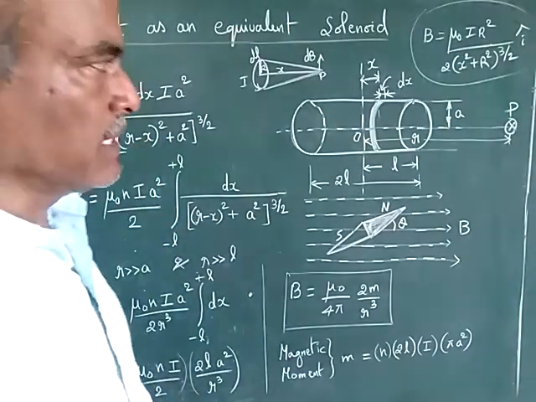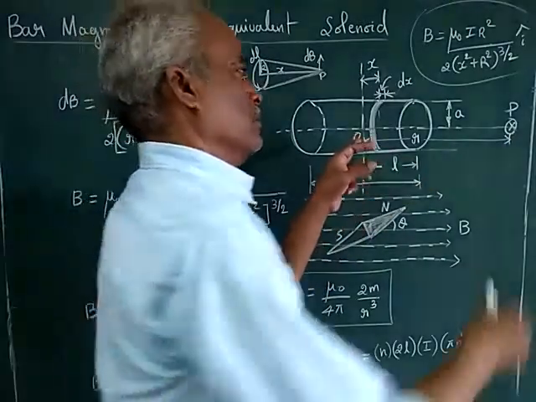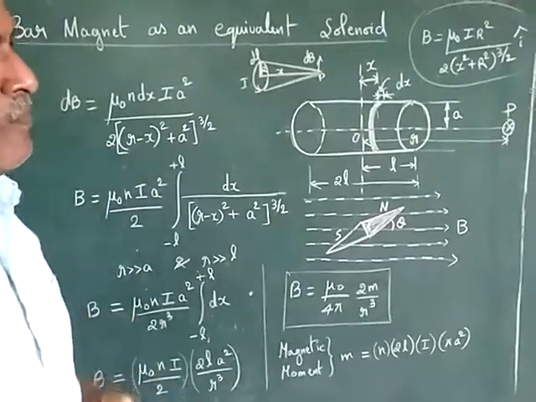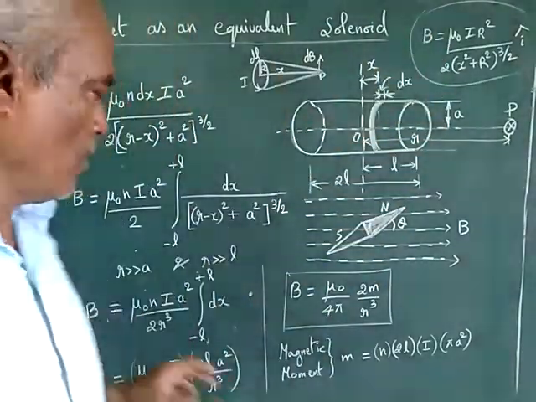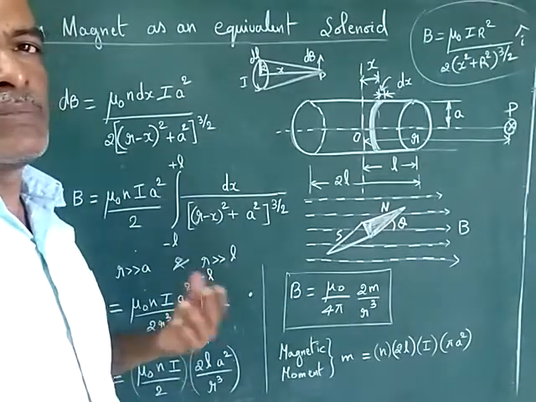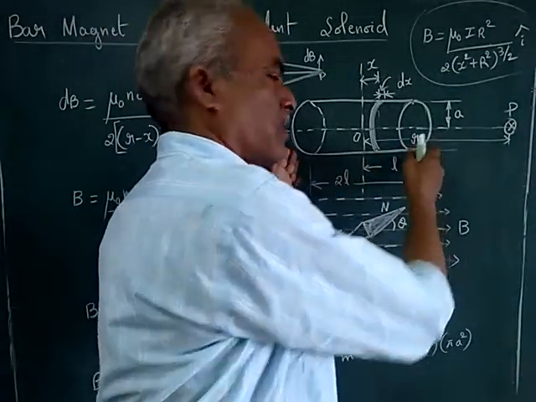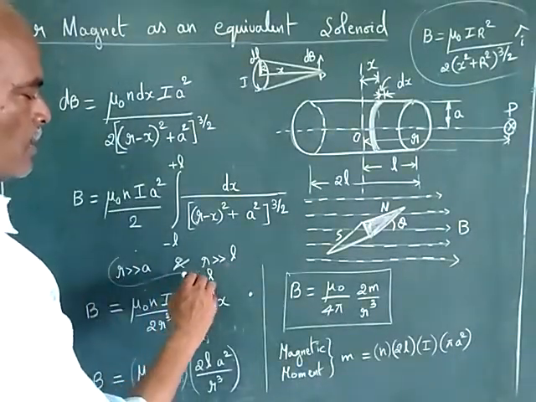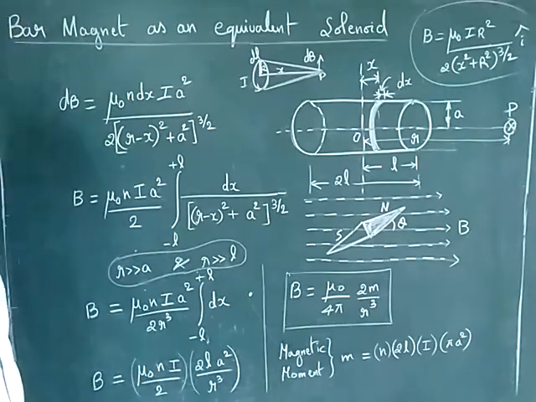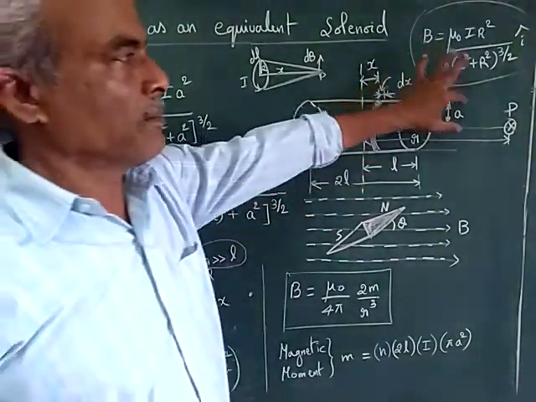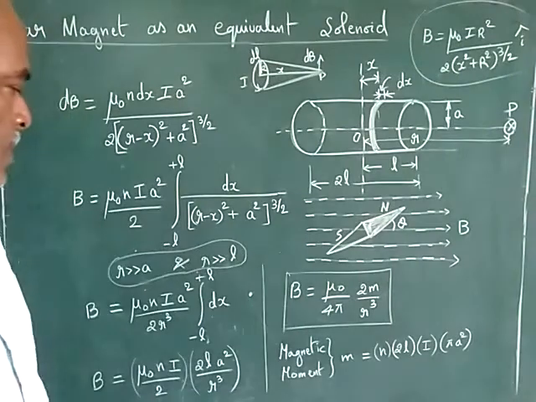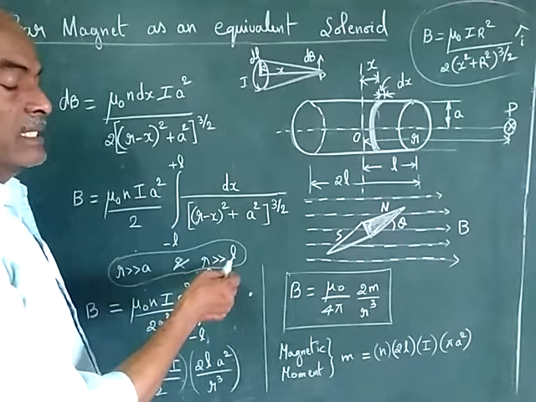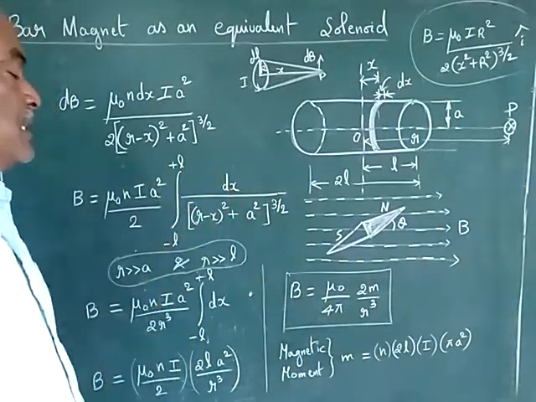Now we assume two cases. The point of interest, r, is very far compared to A, where A is the radius of the solenoid, and r is also very much greater than the length of the solenoid. In most cases this should be true, because it is compared to a distant point of observation. So r will be very much greater than A, and r will be very much greater than the length of the solenoid itself. In that case, what will happen?